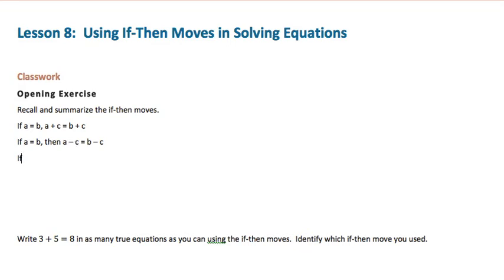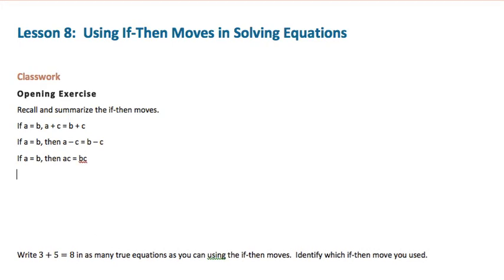Our third statement, you're probably catching on by now, is if A is equal to B, then A times C is equal to B times C. And this, of course, is saying if two quantities are equal to each other, then you can multiply each of those quantities times the same number, and they will still be equal.